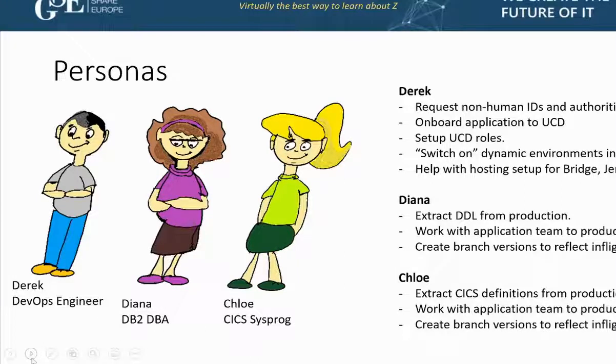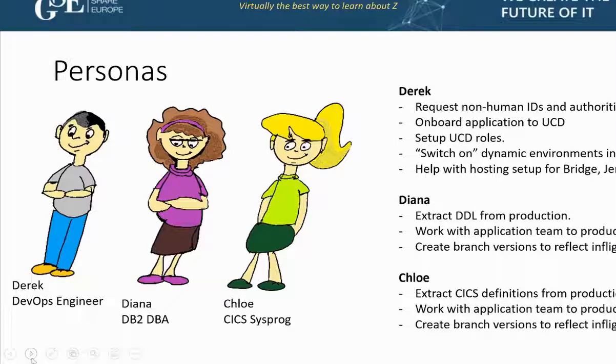But we will then go out and we'll work with the individual teams and step them through how they would be onboarded. So it'll be things like we will help the teams request the relevant IDs. We will get them onto Urban Code Deploy. We have got templates for all the components that you're going to need, and we'll help the teams personalize those components.